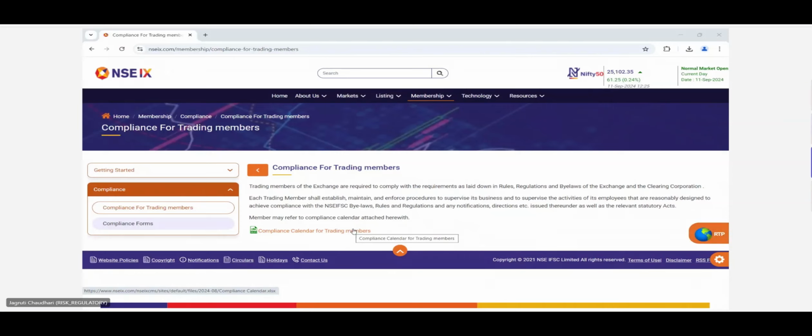Additionally, I want to clarify that the quarterly reporting mandated by IFSCA is applicable to all registered members. All members who are registered with IFSCA, whether they are enabled or not, whether they are trading or not, by the fact that they are registered with IFSCA, need to do quarterly reporting to IFSCA.